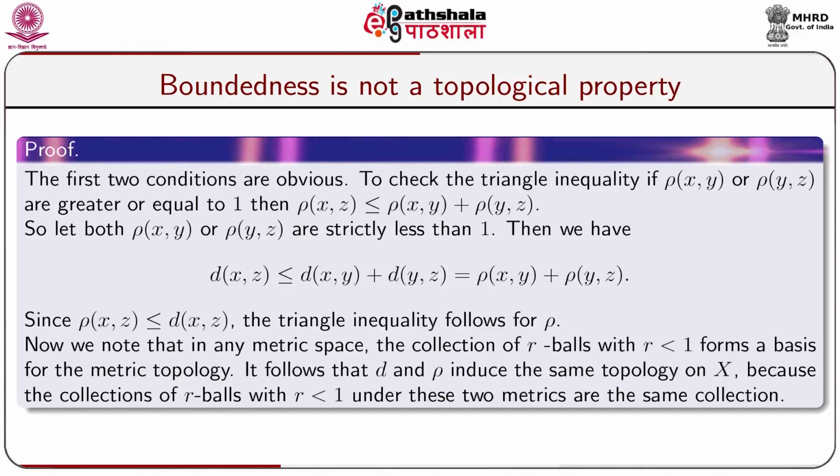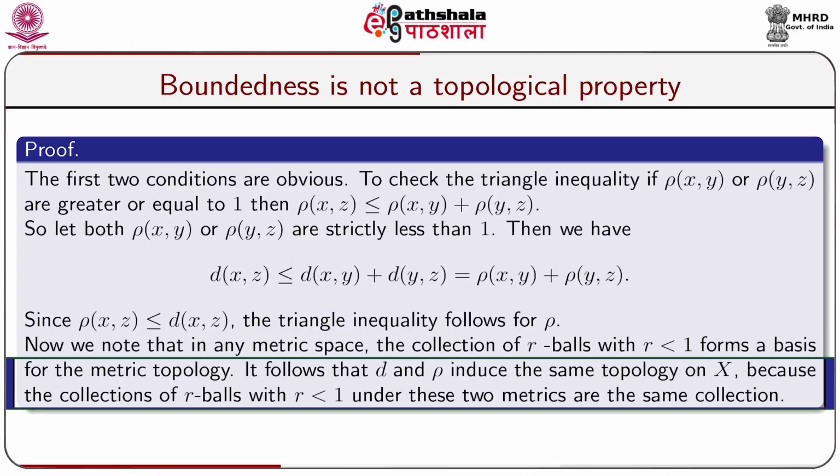Consider the collection of r balls with r less than 1, which forms a basis for the metric topology. Every basis element containing x contains such an r ball centered at x. It follows that d and rho induce the same topology on capital X, because the collection of r balls with r less than 1 under these two metrics are the same collection.